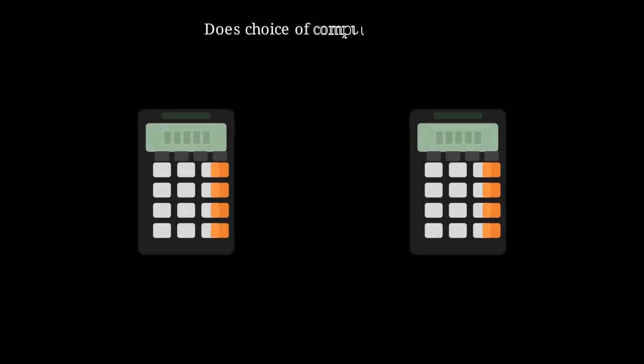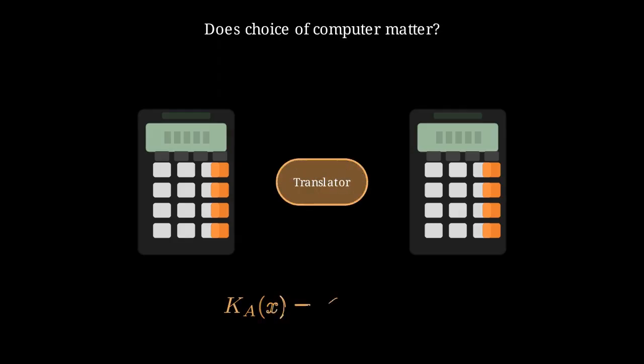Complexity is machine-independent because computers can translate each other. This constant C is simply the translator size, keeping K consistent everywhere.